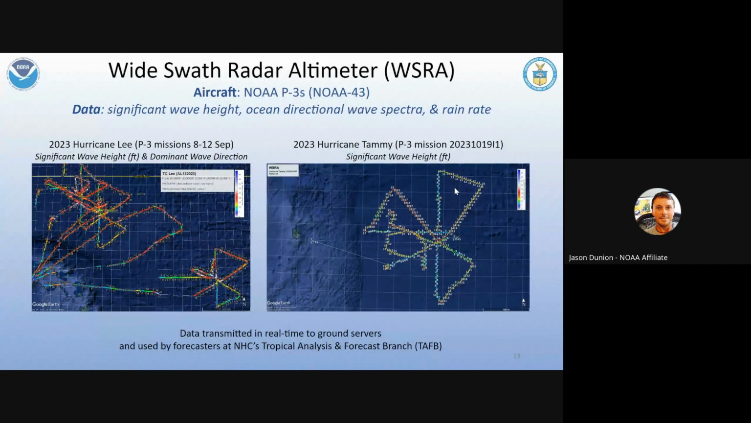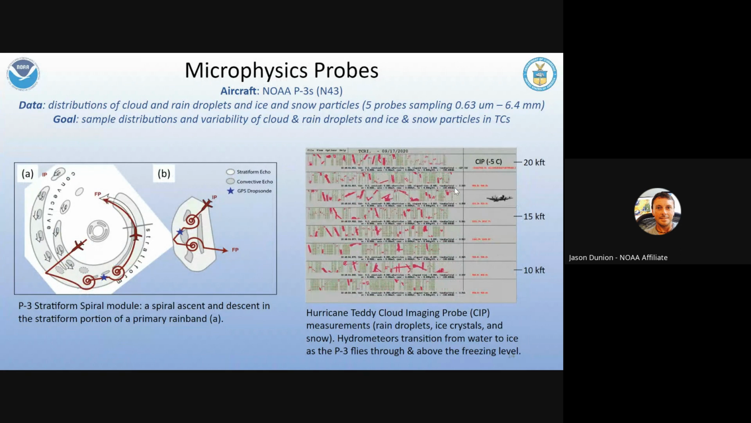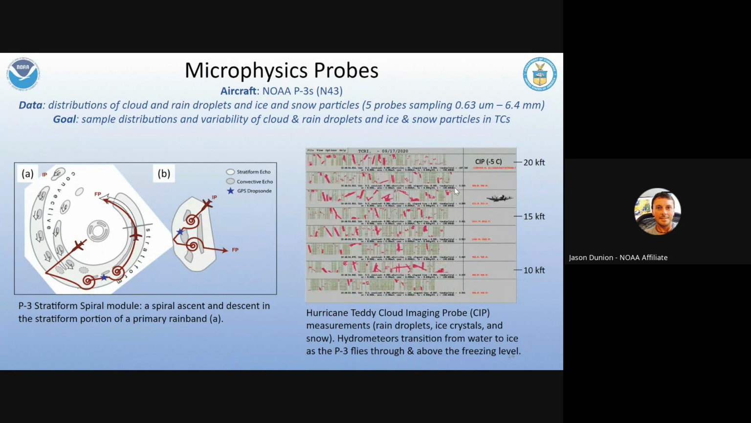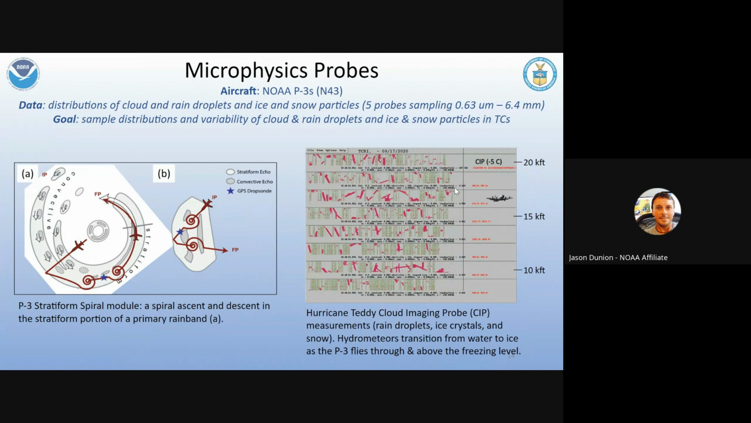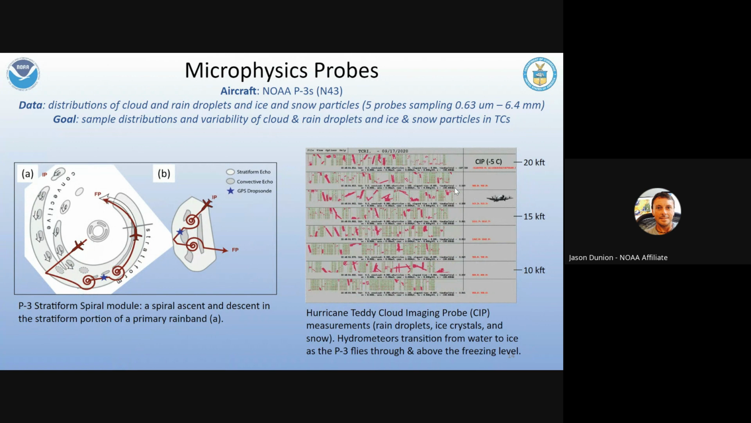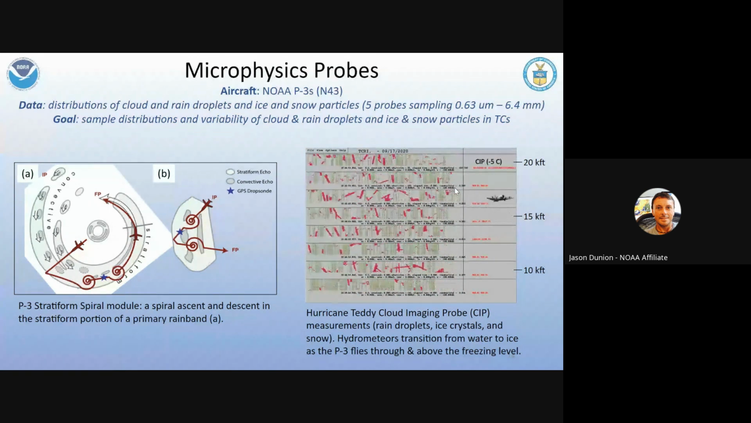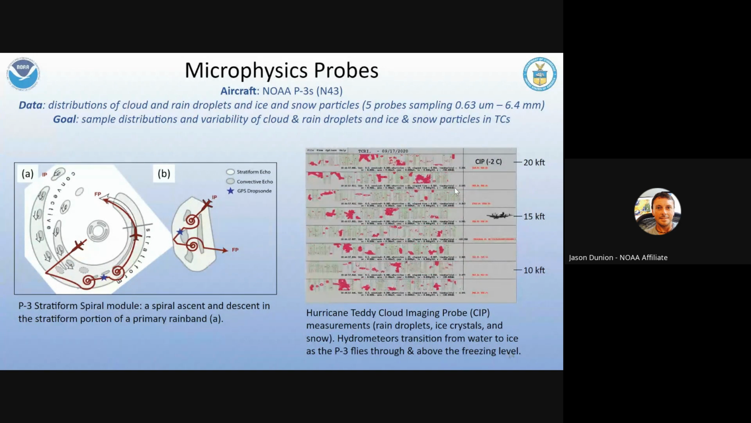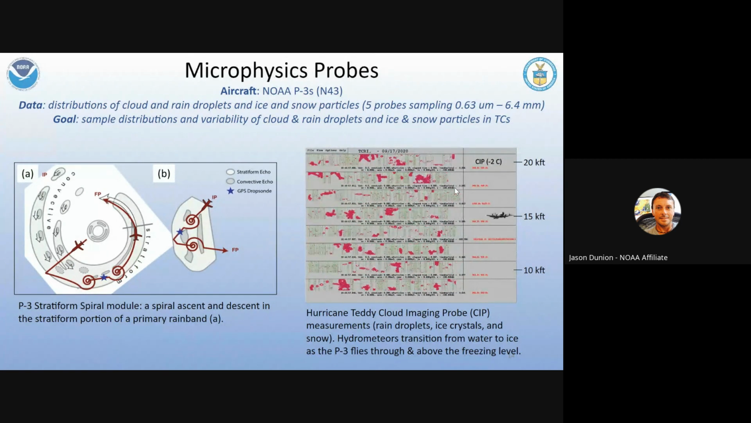Next slide. Just looking at our microphysics probes, we have 5 probes sampling at 0.63 microns to 6.4 millimeters. So the goal here is really to sample distributions and variability of cloud and rain droplets, ice and snow particles, as we go in that animation from flight level, say 10,000 feet through the freezing layer up to 20 to 25,000 feet. So lots of interesting data being collected. We had about 6 spirals, and hope to compare some of that information with what we're seeing in the models as well to do some validation there. Next.